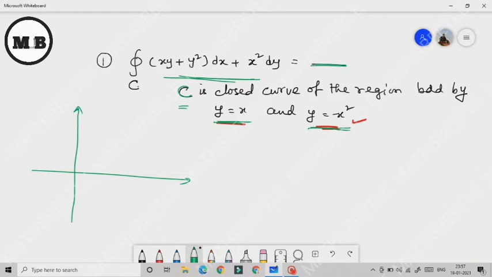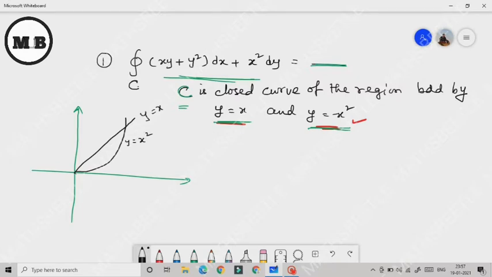So y equals x, you know this is nothing but this straight line. And y equals x square is going to be something like this. So this is y equals x square.